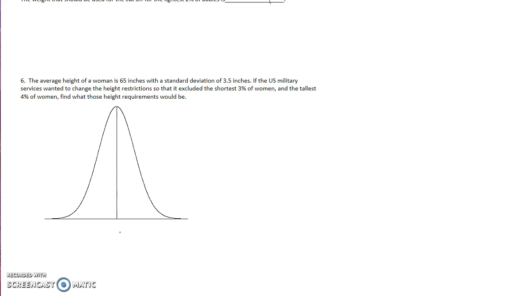Let's shade this situation. So we know we're going to have 65 in the middle, right? We want to exclude the tallest 4% of women, so that's going to be 0.04 right here. And we also want to exclude the shortest 3% of women. So 3%, that's going to be this value right here, right? We know our mean is 65, and we know our standard deviation is 3.5. Now, this we're not going to be able to do in one step, are we? We're going to need to do the inverse normal function twice. Once for this one, which is our left tail. So let's go find that one.